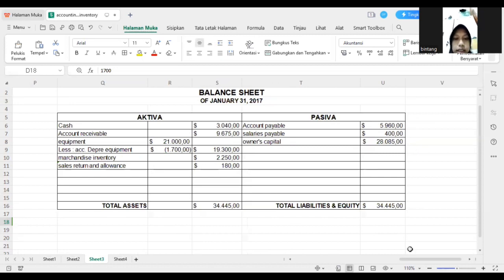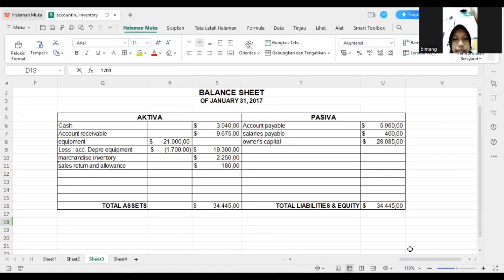So the balance sheet as of January 31, 2017. On the assets side, there are cash, accounts receivable, equipment, accumulated depreciation on equipment, merchandise inventory, and sales return and allowance.